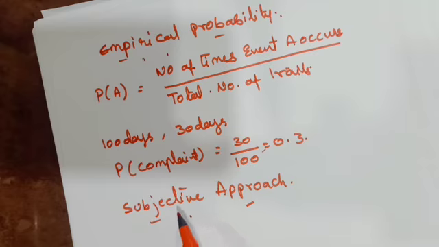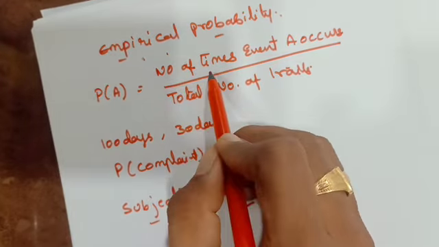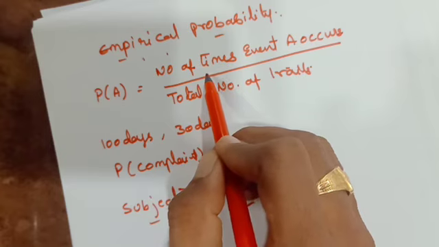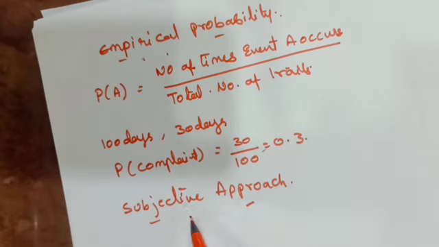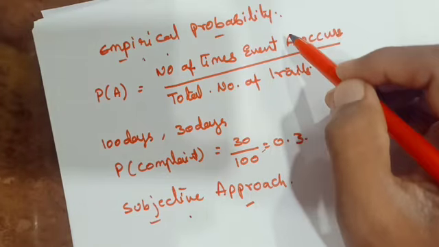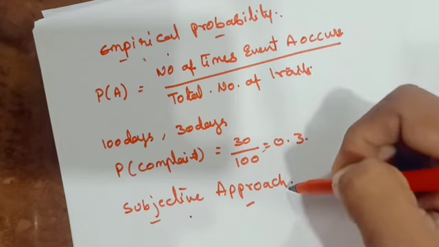So the classical approach is based on the equality of likely outcomes. The empirical probability approach is based on observed data or experiment. Here in the subjective approach, what we are taking is personal judgment, intuition, or our opinion. In this way we can differentiate the classical approach, the empirical probability, and the subjective approach.